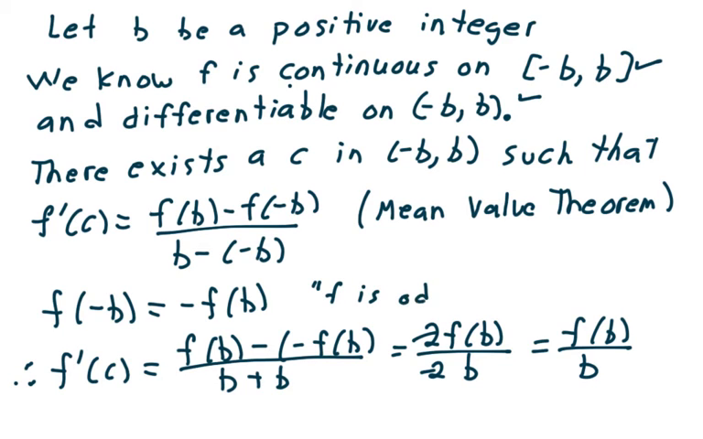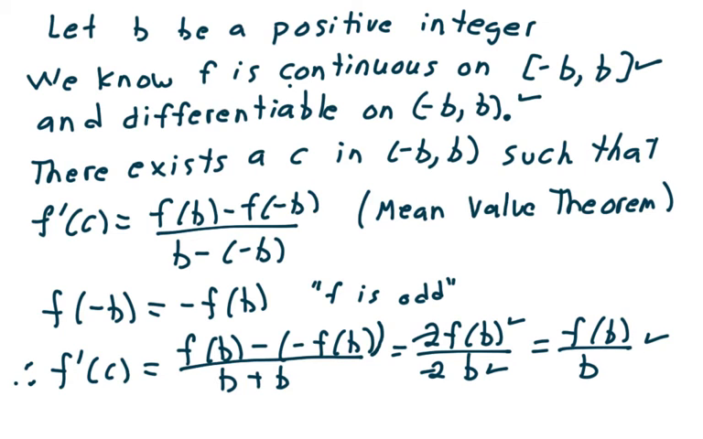And that's why we know that f of negative b is negative f of b. So this is just a little algebra now. f prime of c is f of b minus a negative f of b, add a parenthesis here, divided by b plus b. b plus b is 2b. And then f of b minus a negative f of b is 2f of b, but the 2's cancel. And you're left with f of b divided by b, and that's exactly what you want.